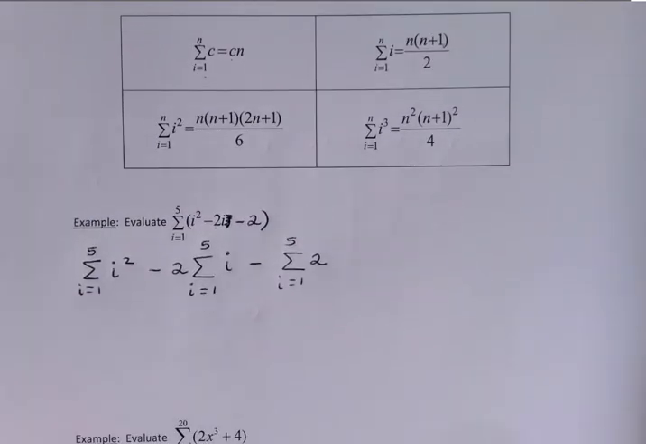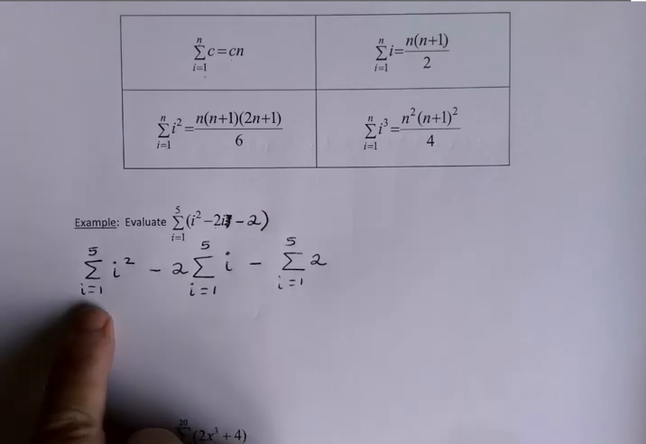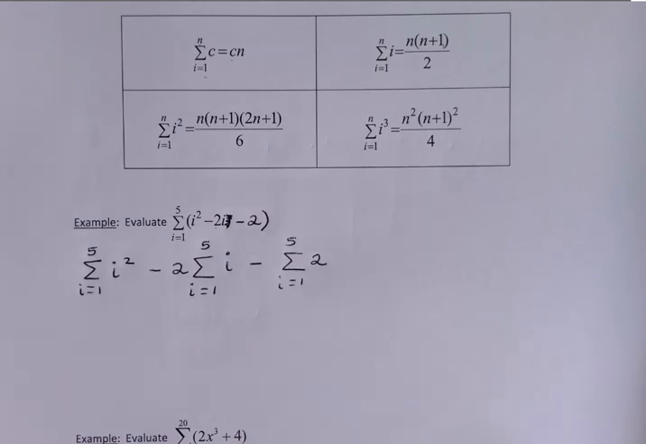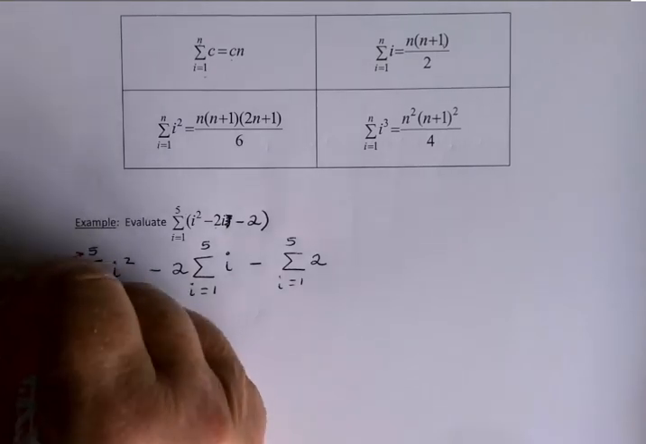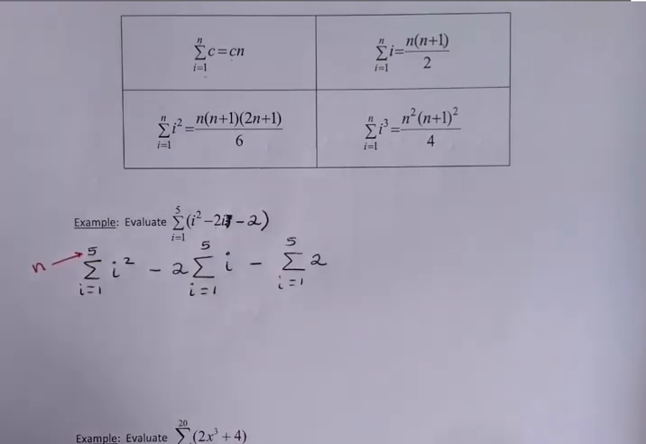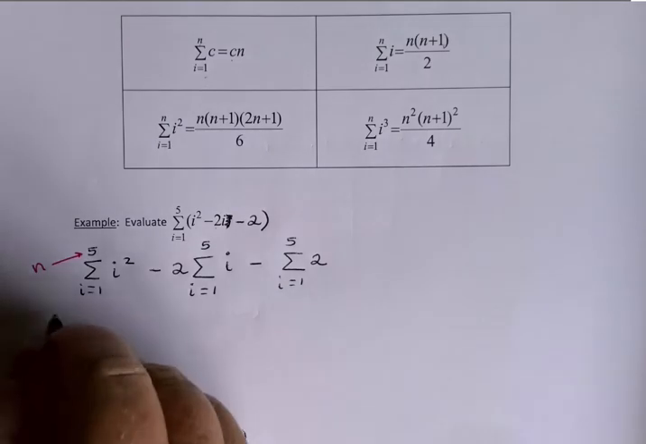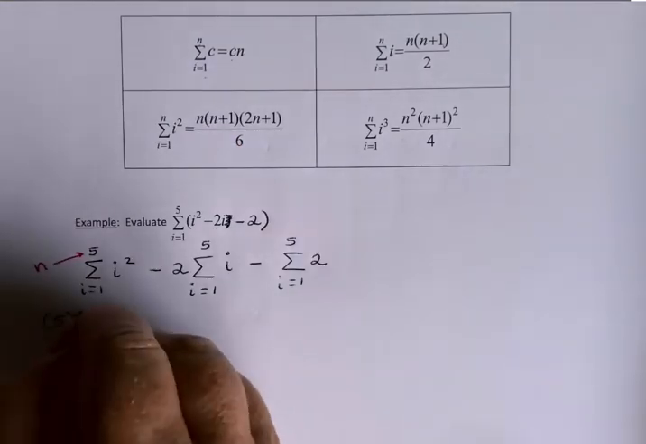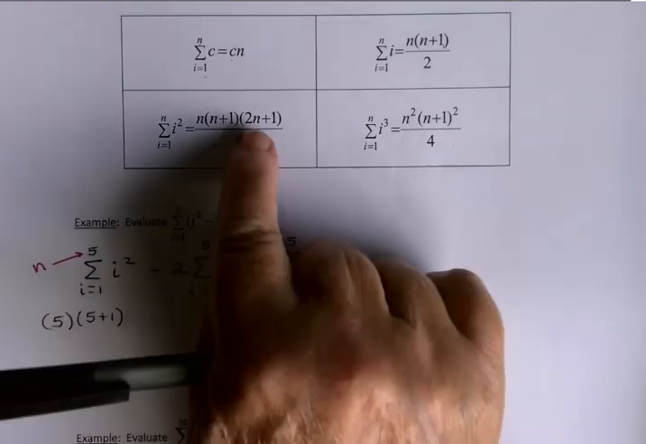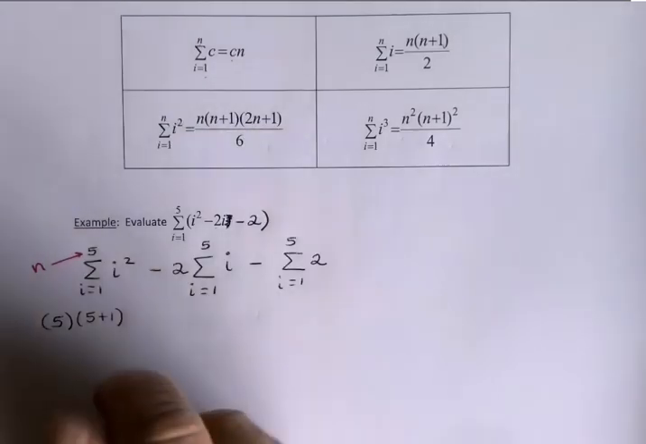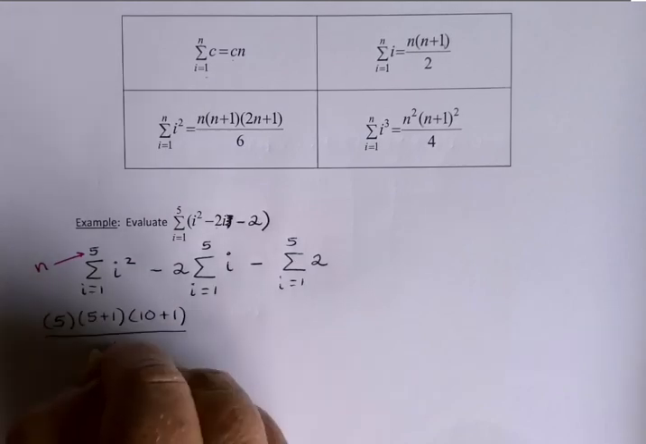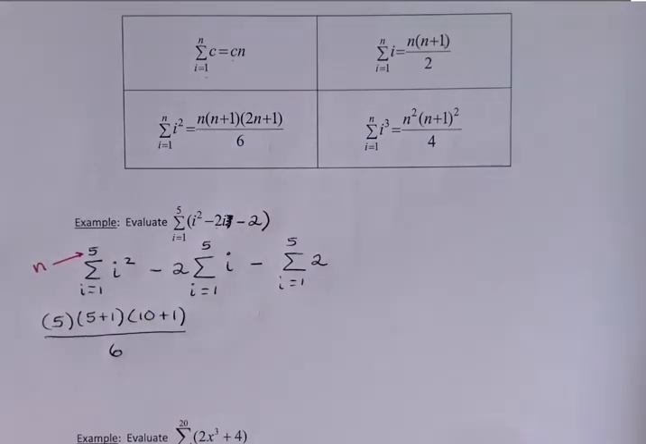I'm now going to use some of these formulas. To do the sum of i squared, I'll use this formula, and notice that my n is 5. So I would have 5 times 5 plus 1 times 2n, which would be 10, plus 1, over 6.